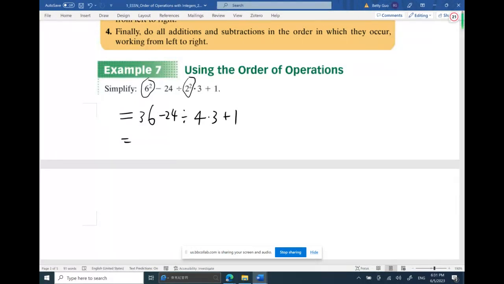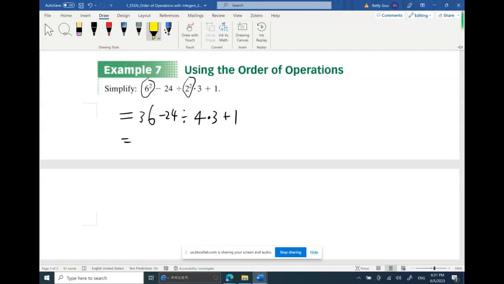Now let's look at this step. We don't have exponentiation anymore, but we have subtraction, division, multiplication, addition. Which one goes first? Multiplication. Let's look at this part.